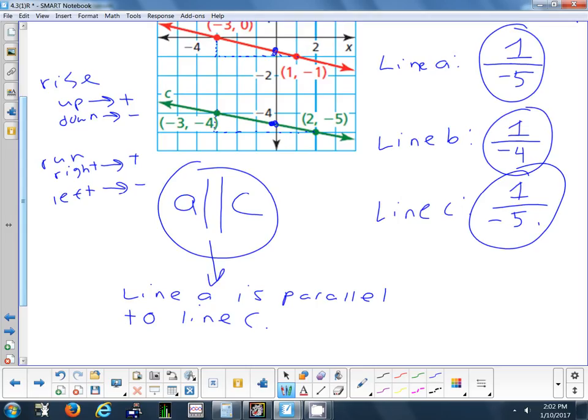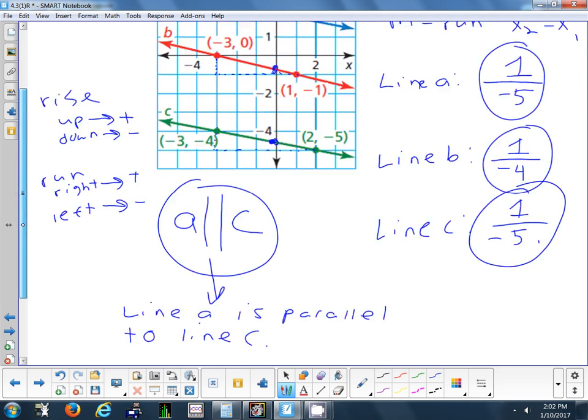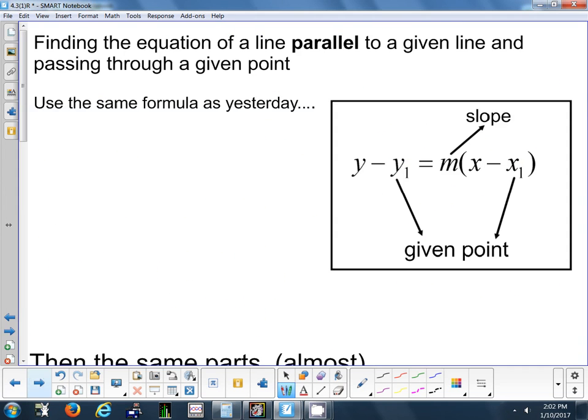Okay, also when you do problems in the homework, that's how the lines are going to be labeled most of the time. A, B, and C. Obviously on the homework they're not going to be in color because the homework's just black and white.